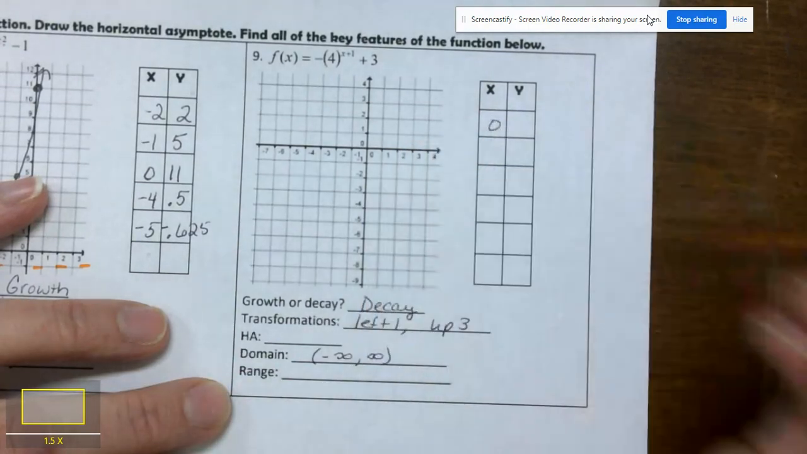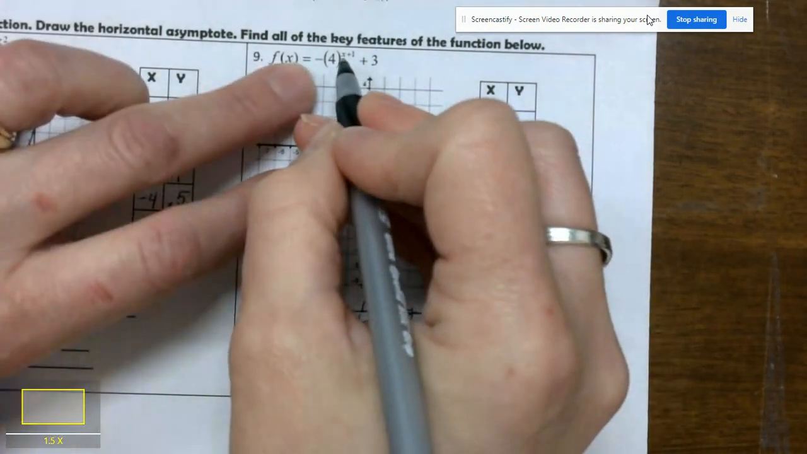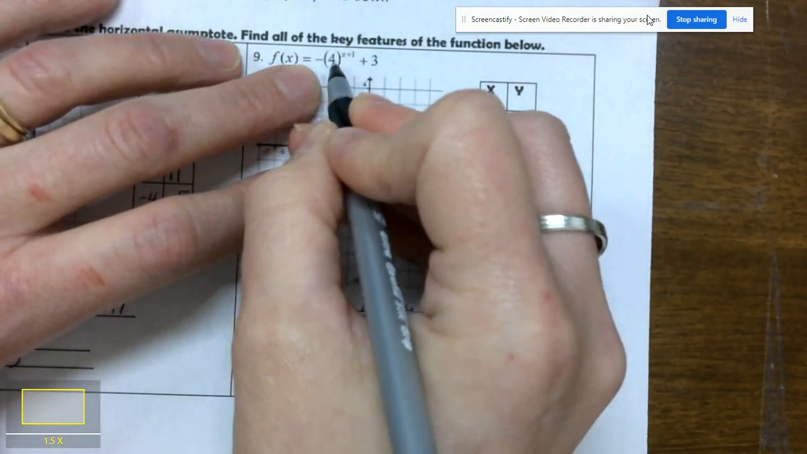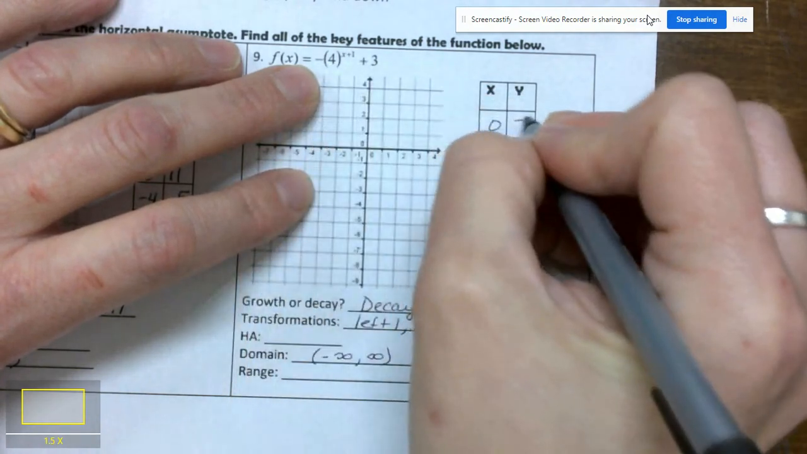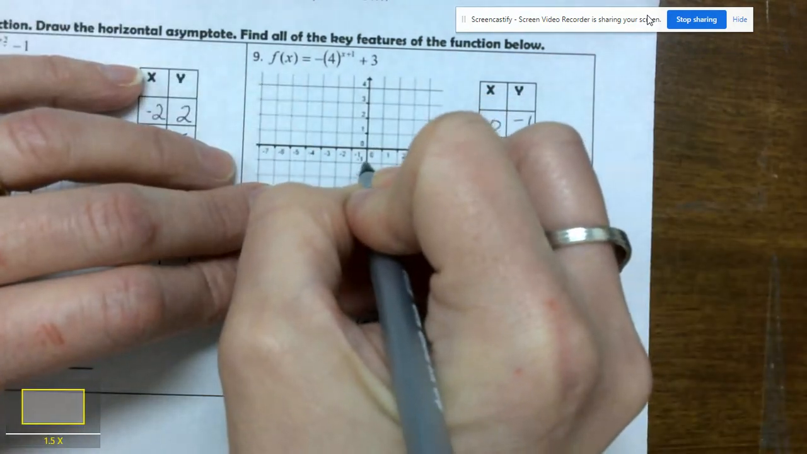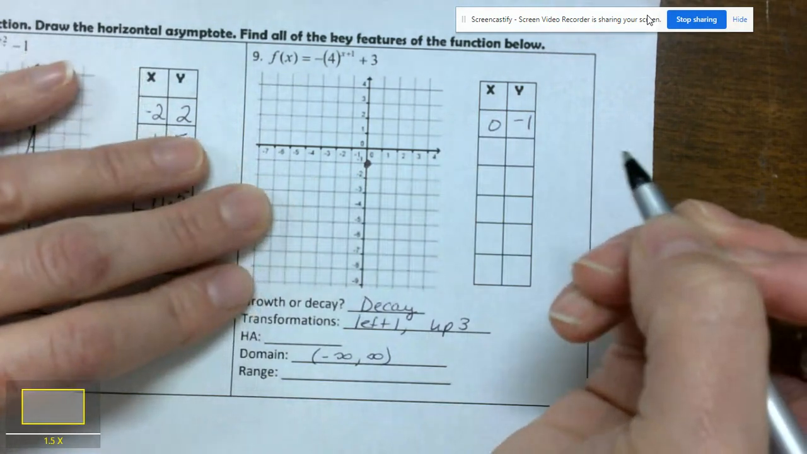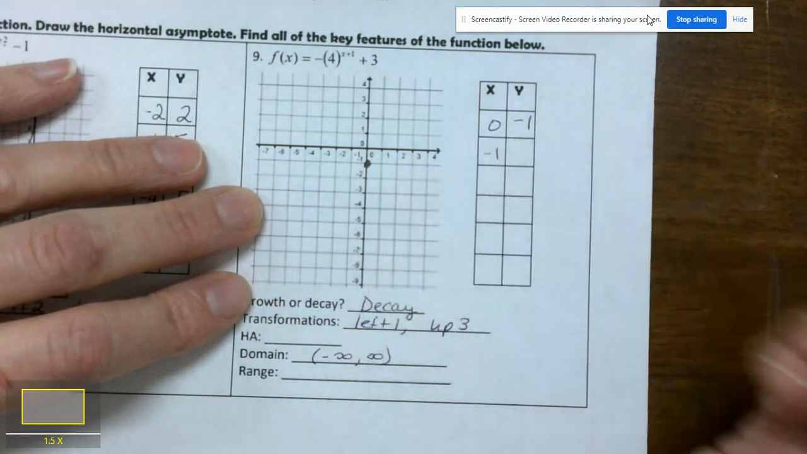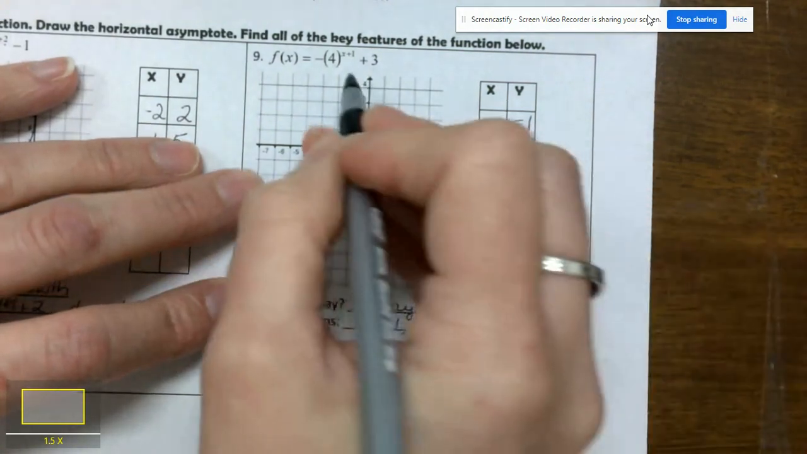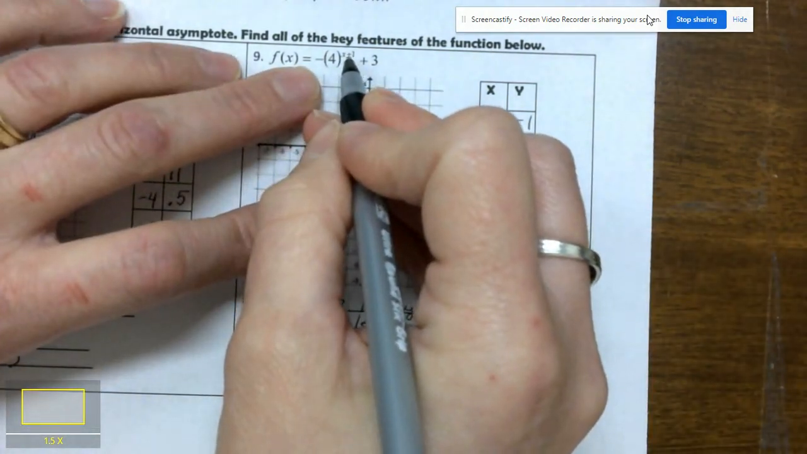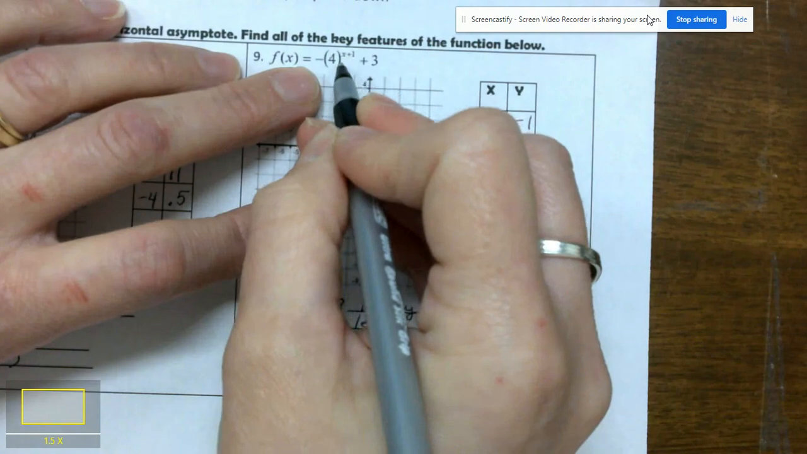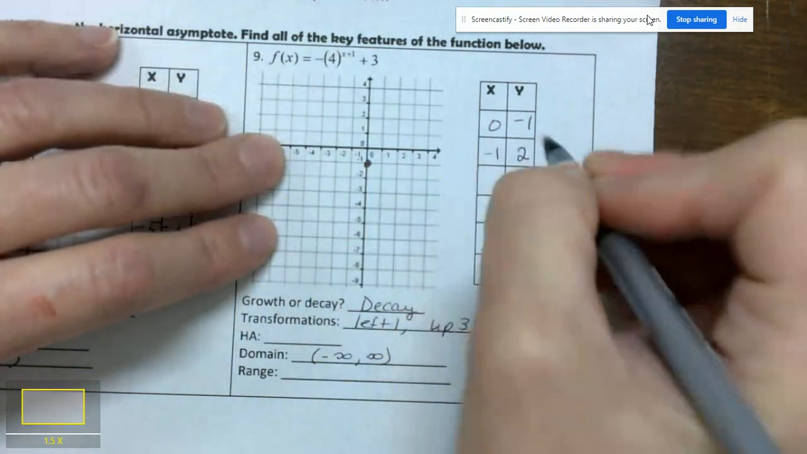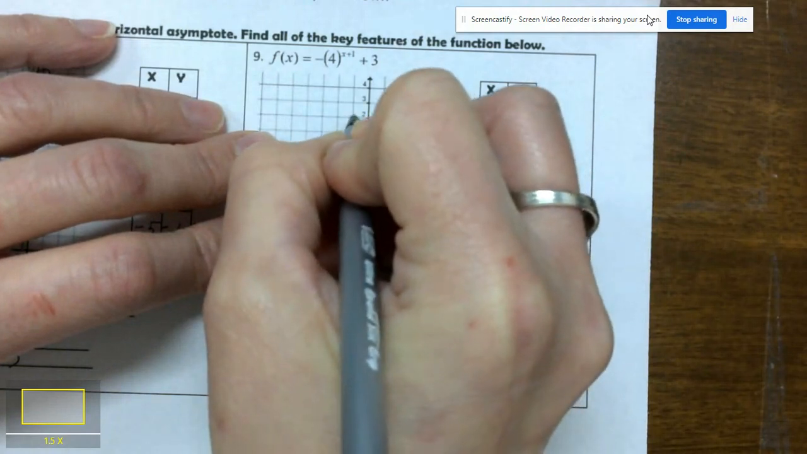Let's try filling in a 0 and see what we get. If I put 0 in, 0 plus 1 is 1. 4 to the first power would be 4, and then -4 plus 3 would be a -1. So that would be 0, -1. Get that point. All right. Let's try -1. -1 plus 1 is 0. 4 to the 0 power is 1. So that would be -1 plus 3, which would be a 2. So at -1, I get 2.